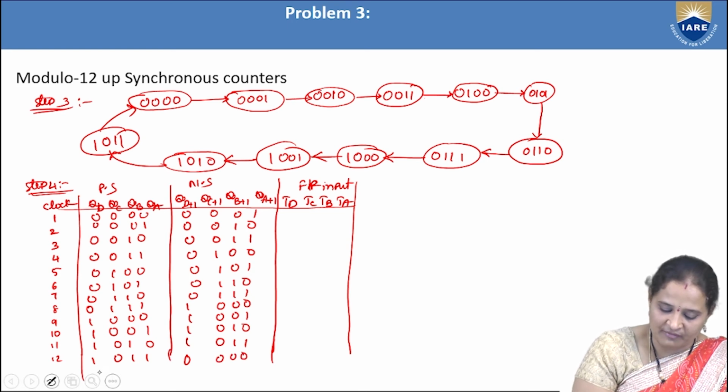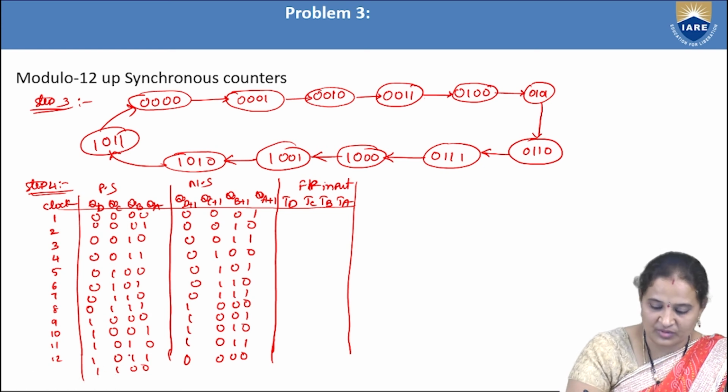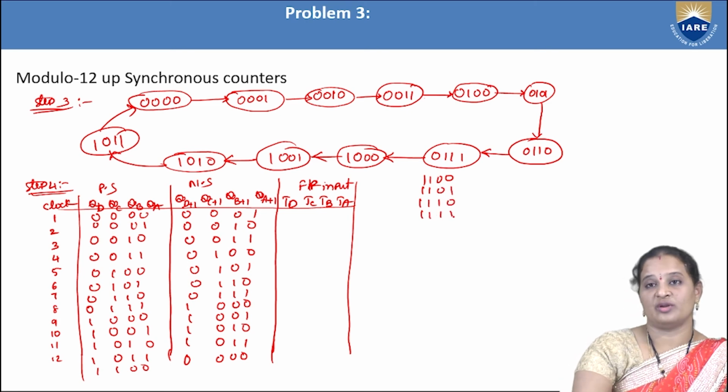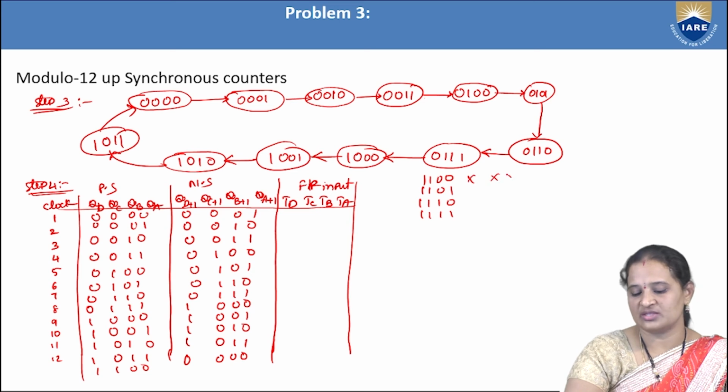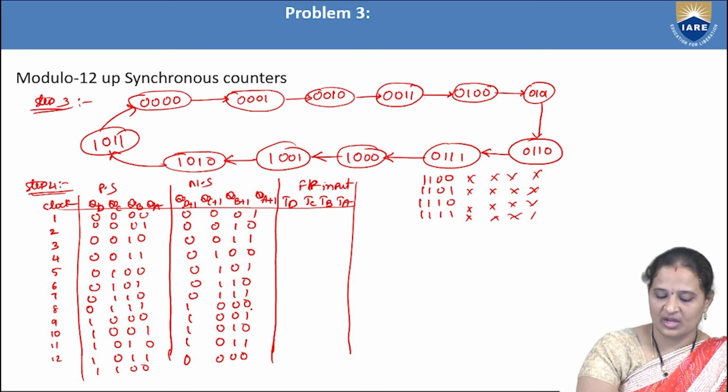So next we have a few more combinations. What are those? 1100. Next, what are the combinations we can have? 1101, 1110, and 1111. So all these combinations are considered as don't cares. We need to consider them as don't care conditions. Okay, so this we have to consider.